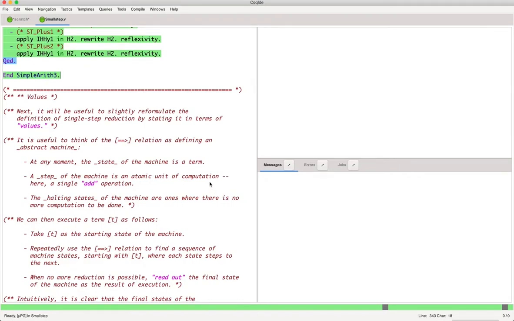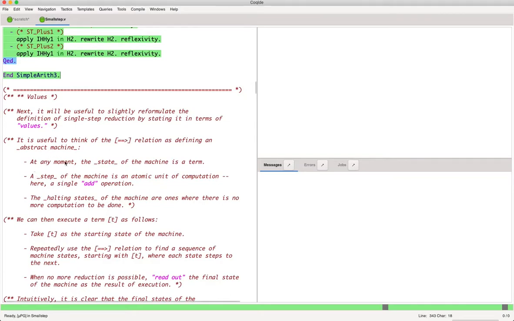Okay, so let's pick up with values. In quite a lot of definitions of small step evaluation relations, it's quite useful to distinguish between arbitrary programs, or in this case expressions, and values. In other words, the things that can represent the final result of a computation.